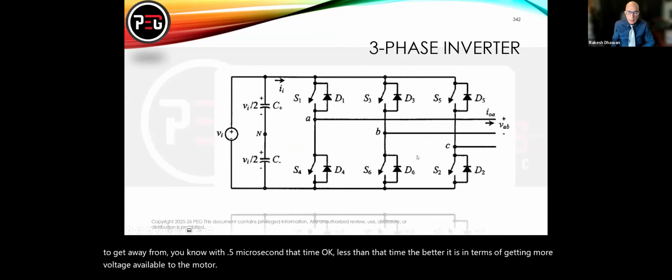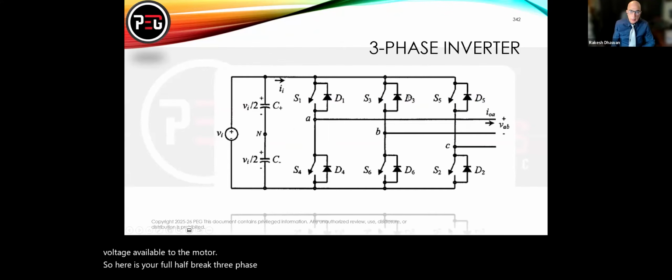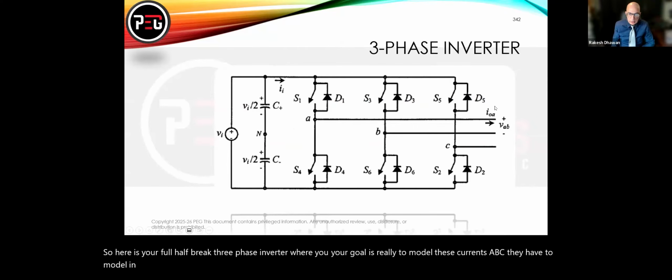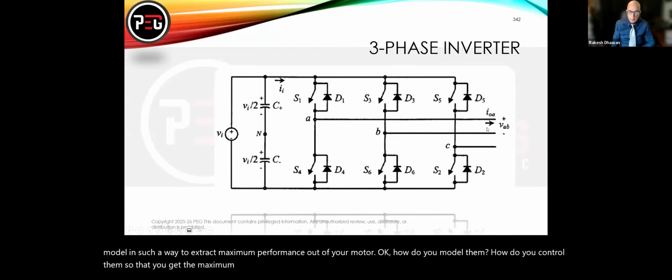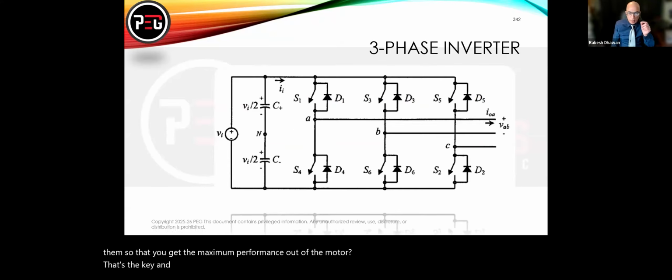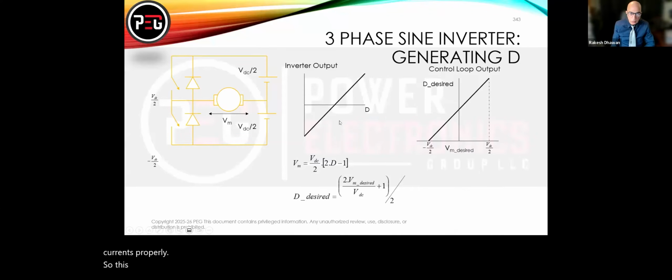So here is your full half bridge, three-phase inverter, where your goal is really to model these currents, A, B, C. They have to be modeled in such a way to extract maximum performance out of your motor. Okay, how do you model them? How do you control them so that you get the maximum performance out of the motor? That's the key. And the key is obviously understanding the motor characteristics properly so that you can model these currents properly. So this is a very useful formula for how you convert your duty cycle into your voltage.